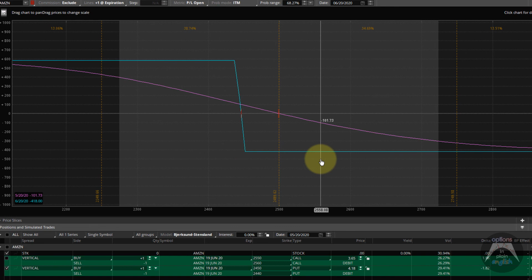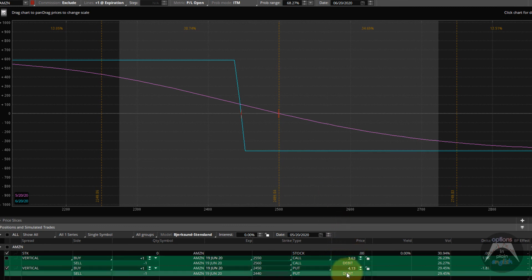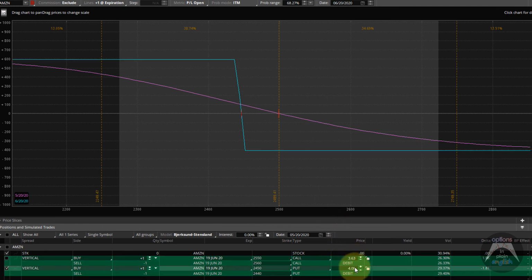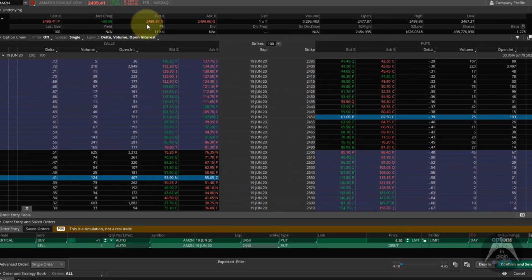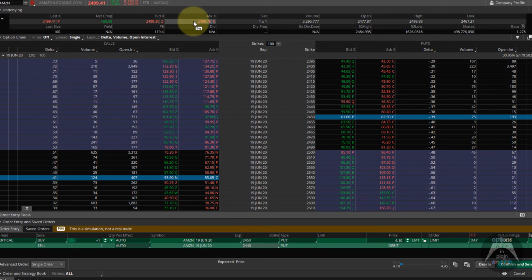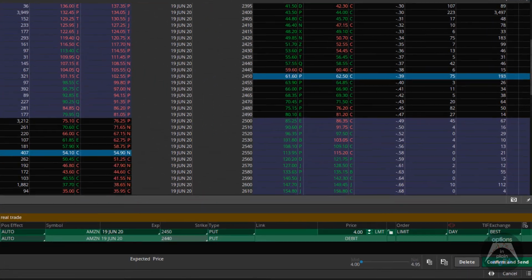So look at this and notice how little money I have to put up here. $363, $408. Okay, what if I want to buy 100 shares of Amazon? Because I'm going to simulate taking the same number of shares. Remember, one call contract or put contract is covering 100 shares.